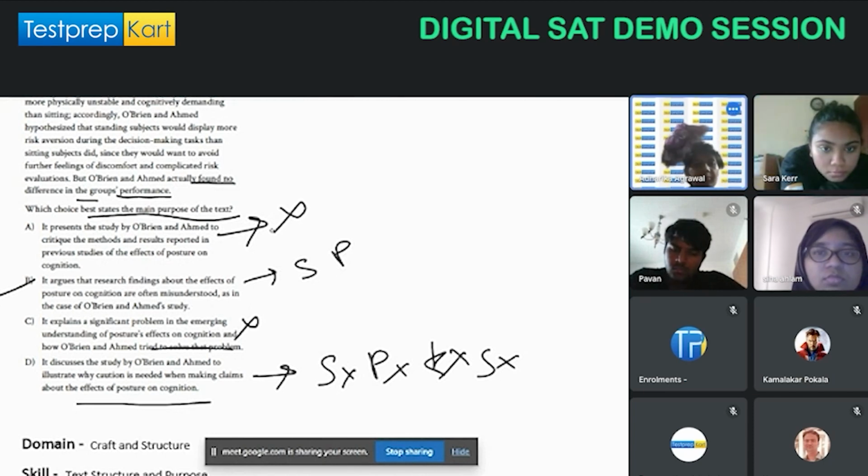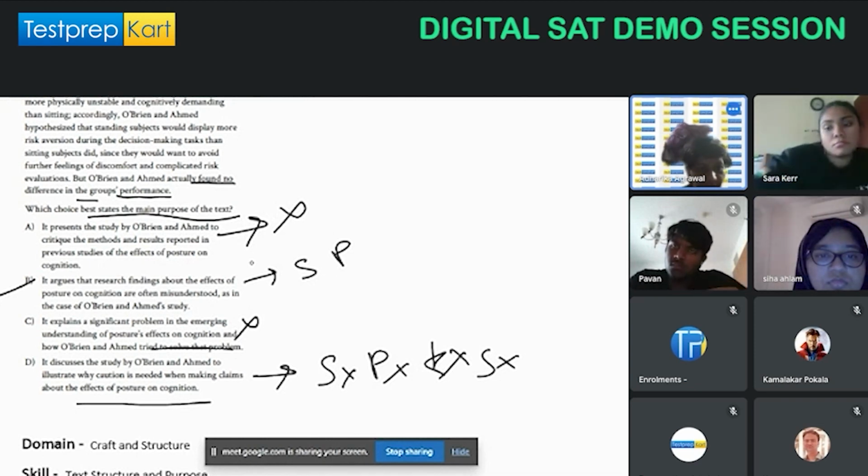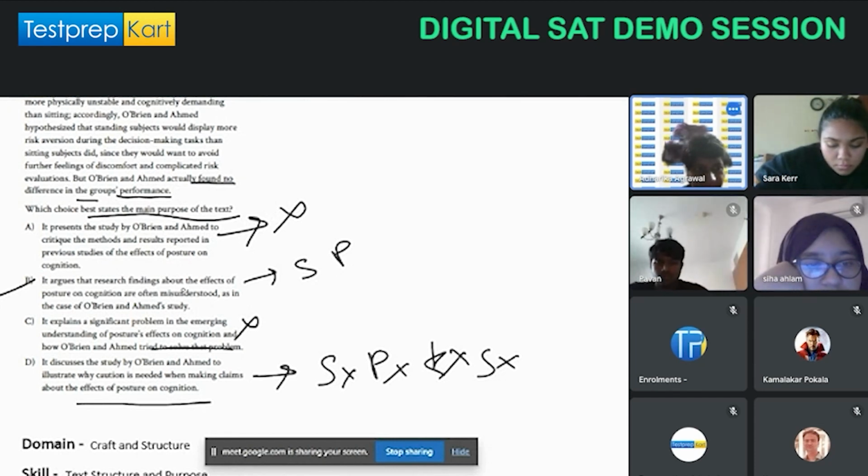Now, option B is incorrect. Why? Although the passage is talking about the result, that posture and cognition have a link between them, right? And that is overstated. There is no evidence that they have been misunderstood.